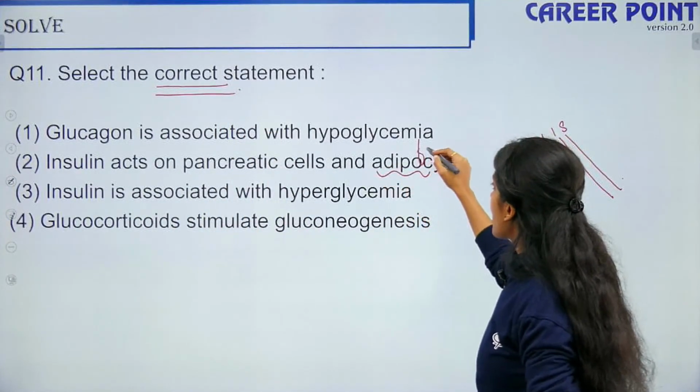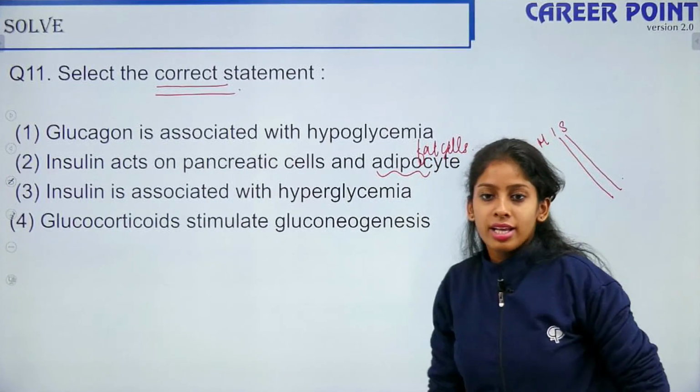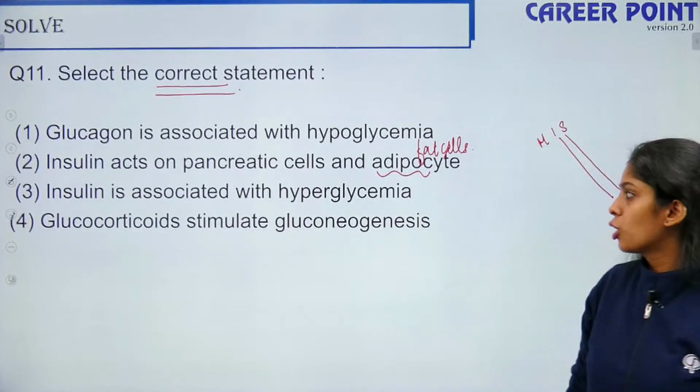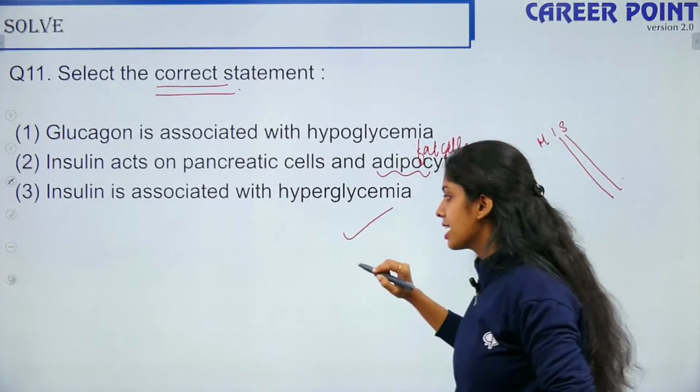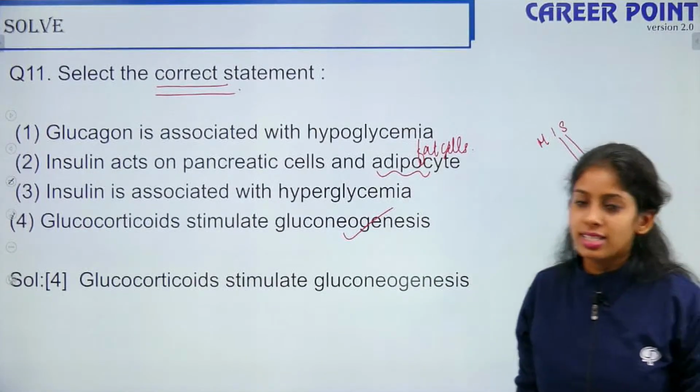Adipocytes means fat cells or fat tissues. Yes, what is the right answer? Vishal says D. Yes, D is the right answer. Why? Why are the others wrong?